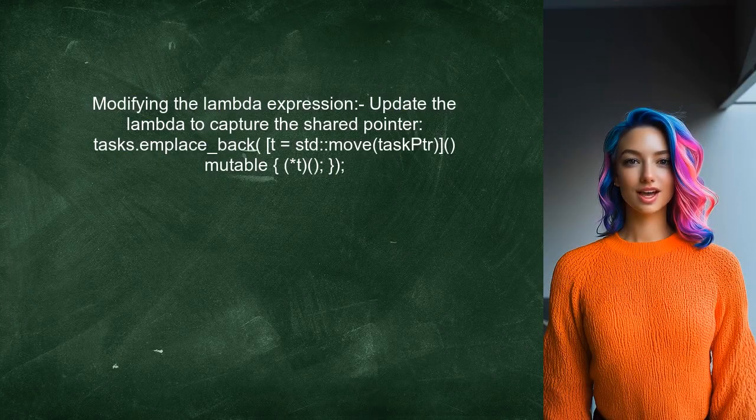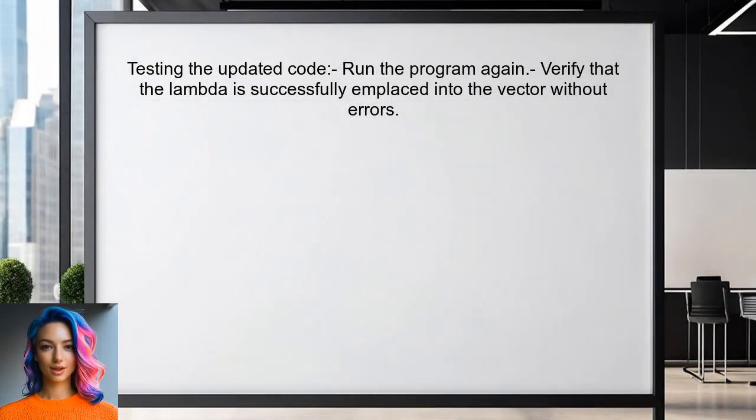Now, let's modify the lambda expression. The user should update the lambda to use the shared pointer, ensuring that it can be safely moved and invoked without copying. Finally, the user can test the updated code. By running the program again, they should find that the error is resolved, and the lambda can now be successfully placed into the vector.